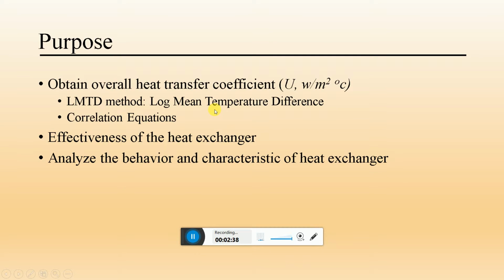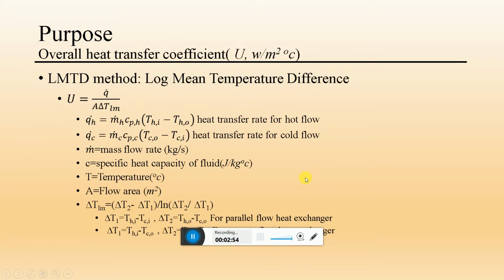During this experiment, we were told to determine the overall heat transfer coefficient using the LMTD method and correlation equations, and then to analyze effectiveness and analyze the behavior and characteristics. We have the LMTD method right here, where U equals the heat transfer rate over area times temperature difference, and the heat transfer rate depends upon this relation right here, and the notations are given right here.